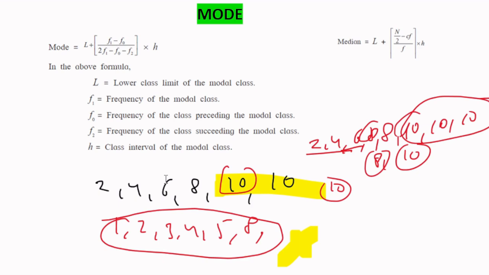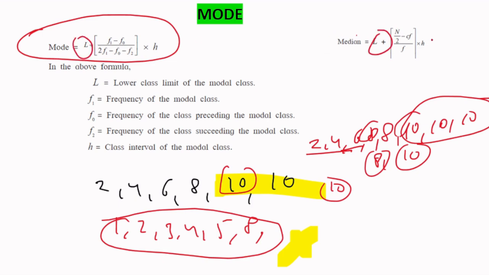That's the reason we have a formula for mode. What is that formula? L plus f1 minus f0 over 2 f1 minus f0 minus f2, into h. This formula looks very big, but it's very easy if you compare it with the median. In the median formula also we have L plus, and here also we have h. The only difference is the bracket part. You don't have to worry about the bracket part. How to remember? It's very easy.